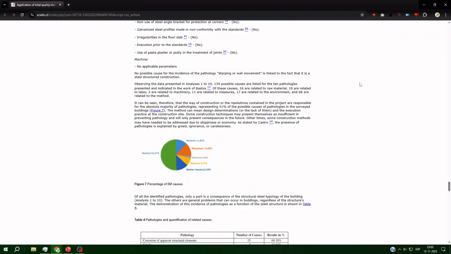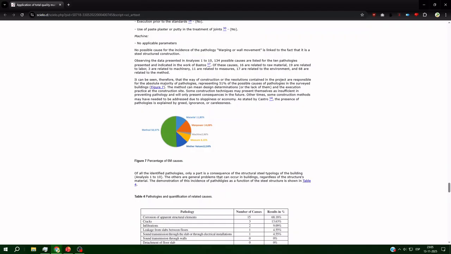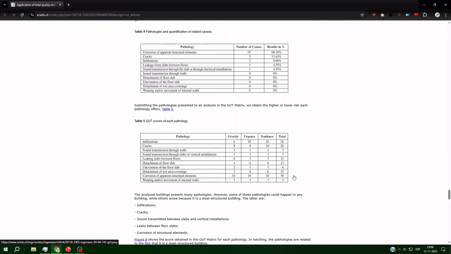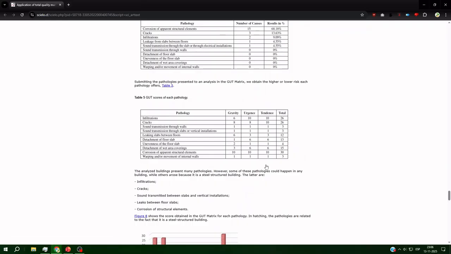We can then add up all the causes into which of the 6M's they belong, thus giving us the fact that half of all the issues encountered in this analysis were caused merely by the method used. Finally, the study uses this distribution to feed a GUT matrix where all the previously discussed causes are weighted according to gravity, urgency, and tendency, so we can properly rank the criticality of the problems.